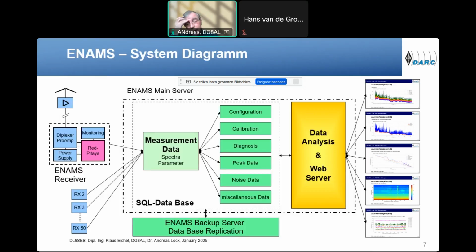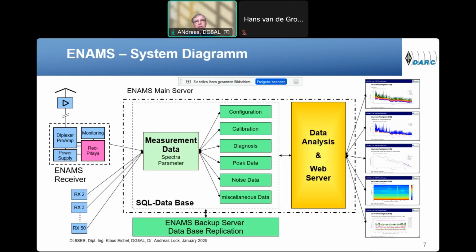So this is an overview of the whole ENAMS system, the system diagram. On the left-hand side, you see one receiver. Currently, 50 are shown here in Germany, but we now have 69 to be exact.